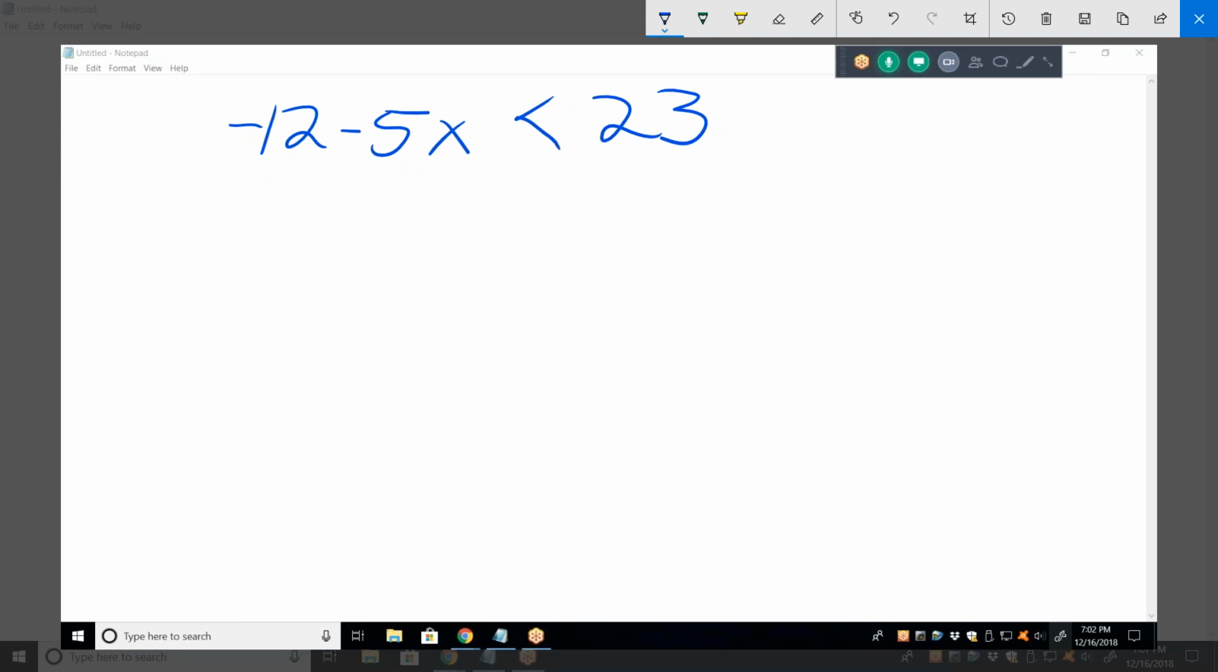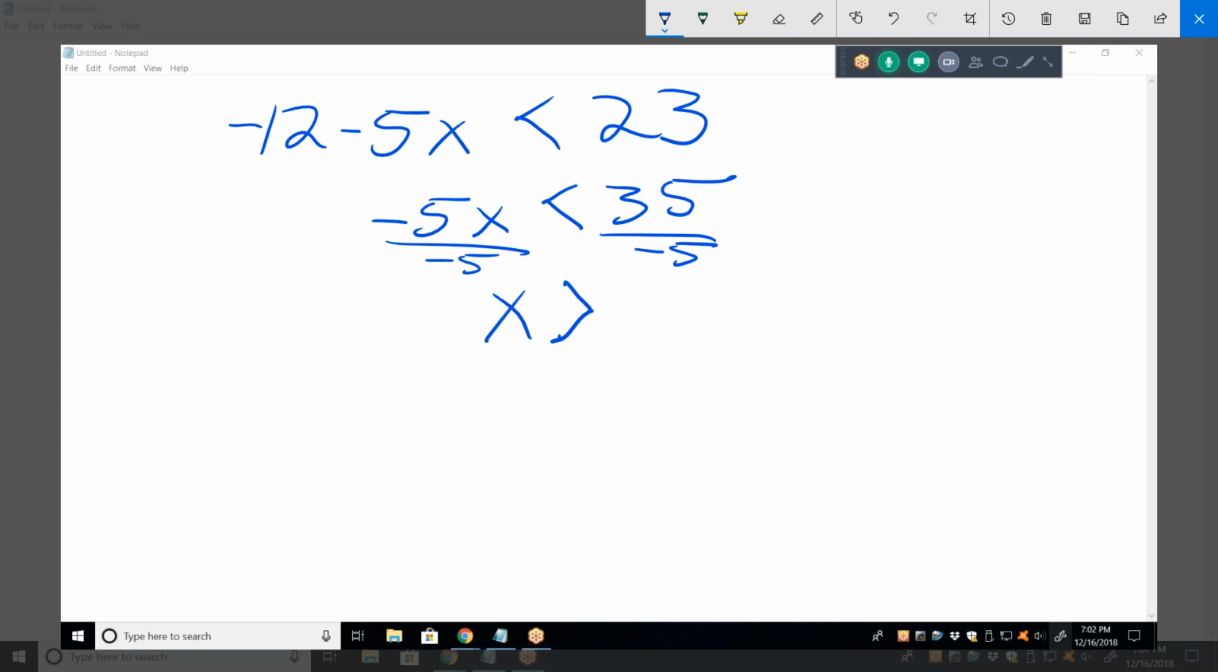So let's start this. What's your first step? I'd add the 12 to the 23. What's your next step? And then I'd flip the inequality sign, because you're going to divide by a negative. Yeah. Okay, so what's the answer? x is greater than -7.